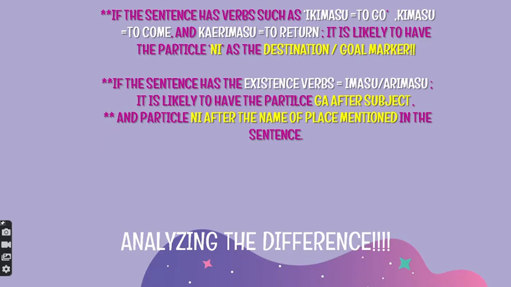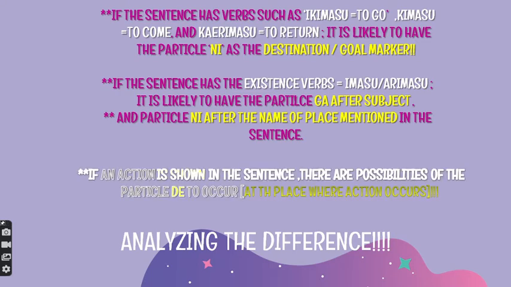Okay. And the particle ni after the name of the place mentioned in a sentence. Okay. As I already gave the example, cat exists at home. Home is the place where cat is existing. So I'm going to mark home with the particle ni. Uchi ni neko ga imasu. I'm using the same example in all the cases so that you can completely understand what specific function a particle plays in a role. Okay. So if an action is shown in the sentence, there are possibilities of the particle de to occur.